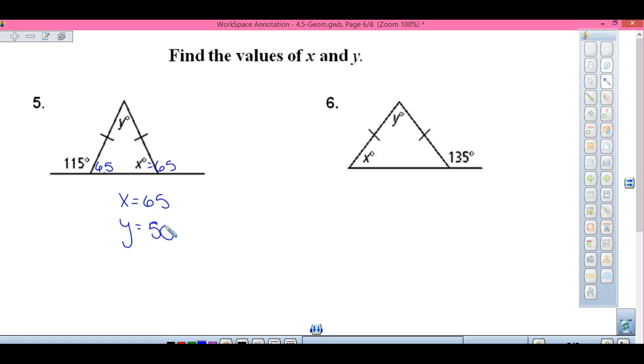So this one, what's this angle going to be? 45. Well, that's not what you said. If that's 45, what is x? 45. These two angles add up to what? 90, and that leaves what left over for y? 90.